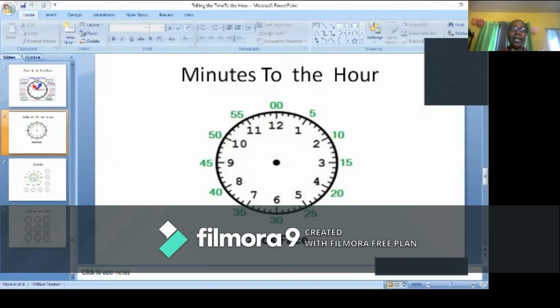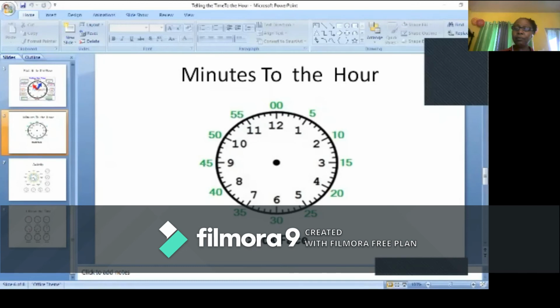Now put that long hand on the 10. Count up your minutes all the way around to where the long hand is on the 10. Let us count it. 5, 10, 15, 20, 25, 30, 35, 40, 45, 50. So it is 1:50, or how many minutes are left between the 10 and the 12? How many minutes are left there? 10 minutes. So it's 10 minutes to 2. Very good. So it is 1:50 or 10 minutes to 2.